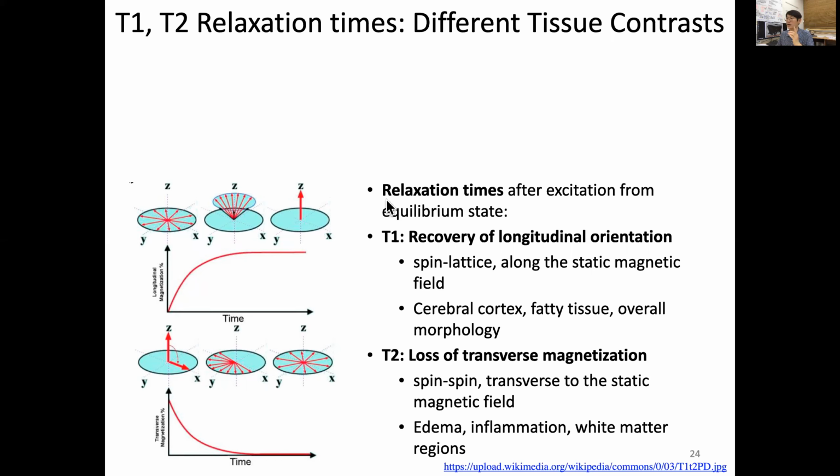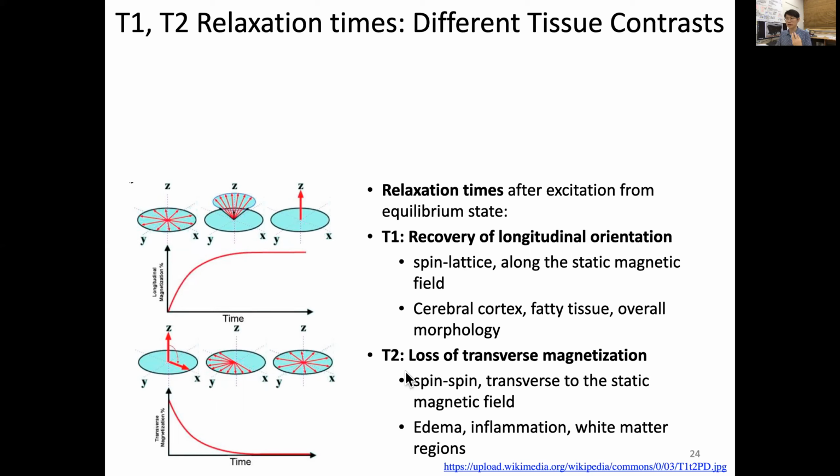So that's what T1 relaxation time means, recovery of this longitudinal orientation. Initially the longitudinal component is 0, and then it gains back. So we want to measure that relaxation recovery time. And this we call spin-lattice interaction, and this is along the static magnetic field.